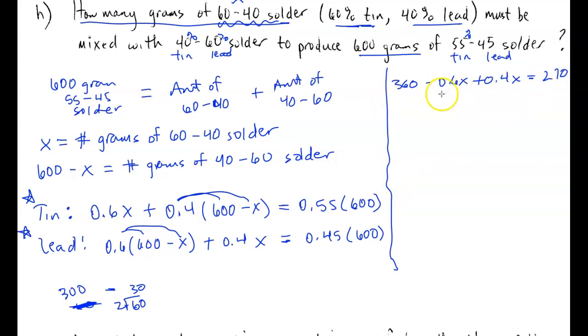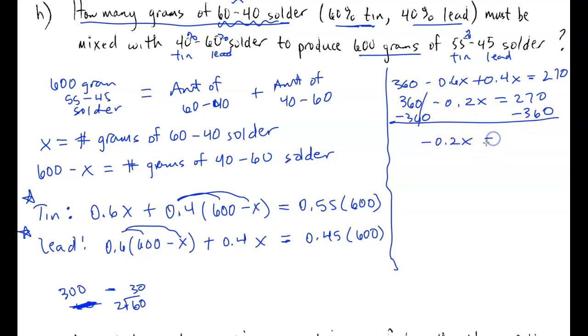And so now from here, we would combine like terms. So negative 0.6x plus 0.4x is a negative 0.2x. I have 270. And then we will subtract both sides by 360. That cancels. And we just have negative 0.2x. And 270 minus 360 is a negative 90.